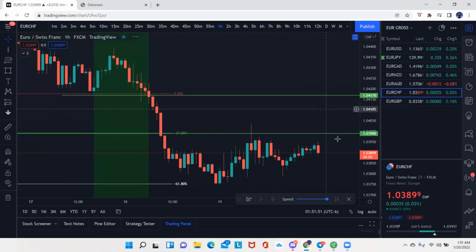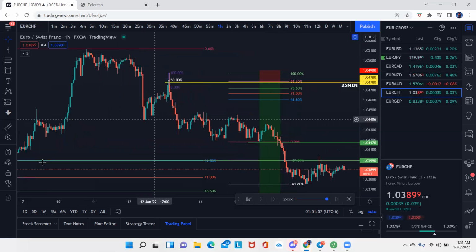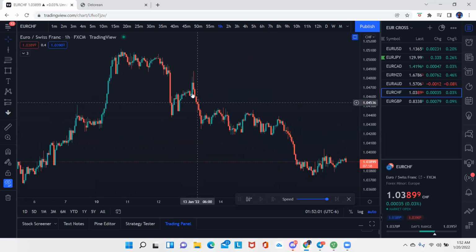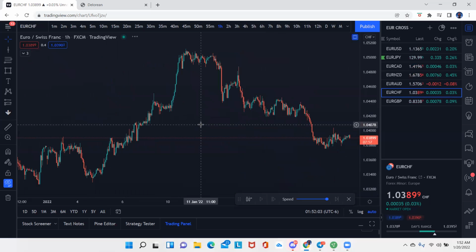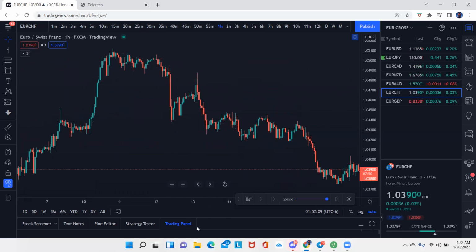Euro Chef. This is something I've marked up. It just never pulled back. As you can see, I still got it marked up. So notice this wick. Wicks like this, to the average person, probably don't mean anything. You're just going to overlook this. But within this wick, let me show you.